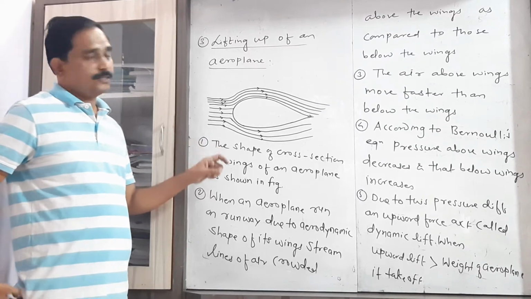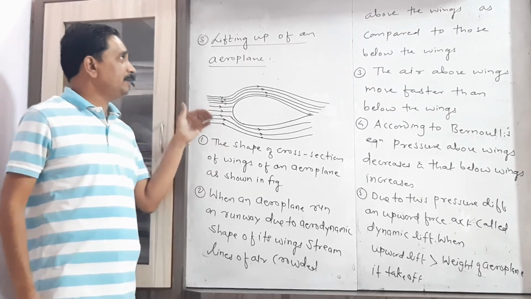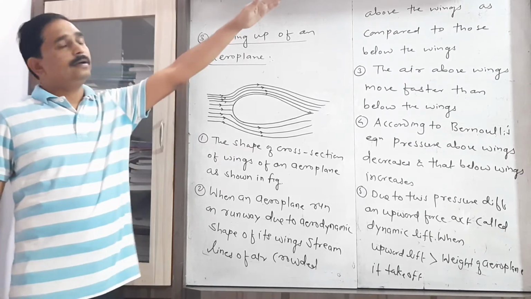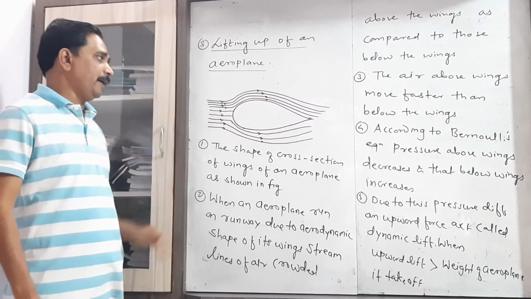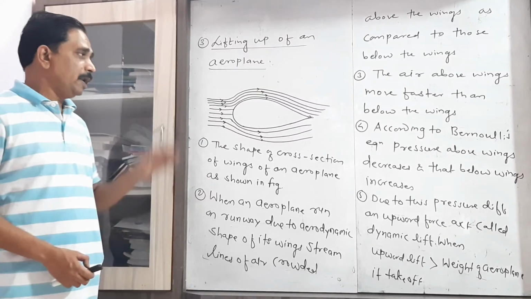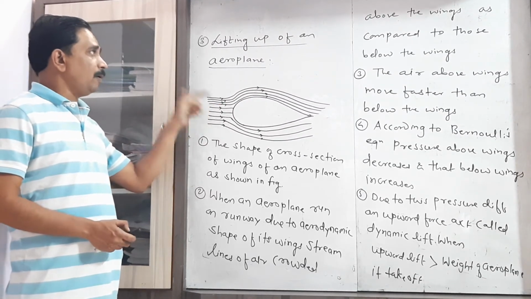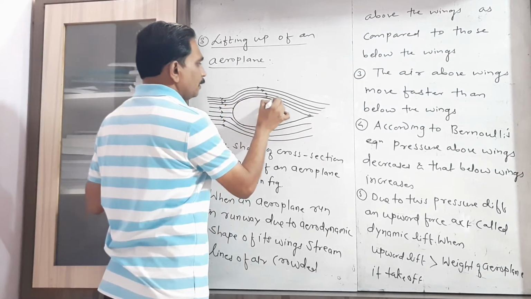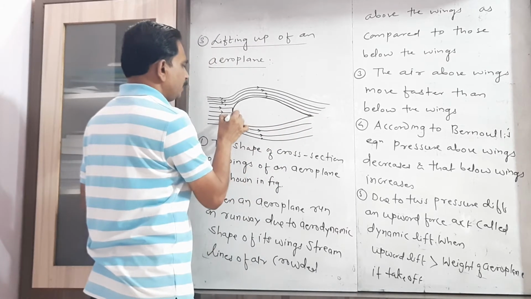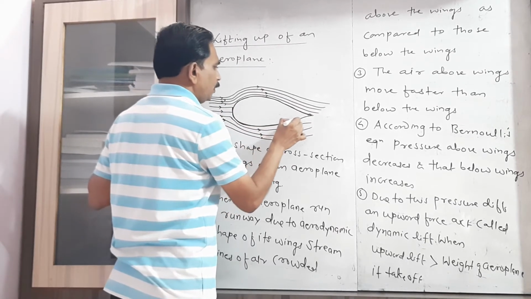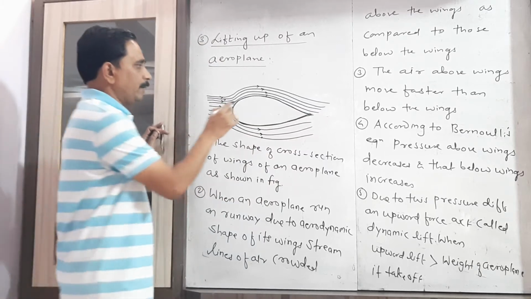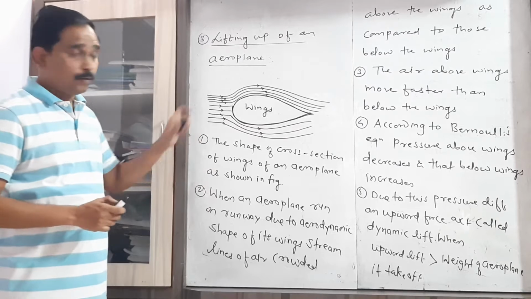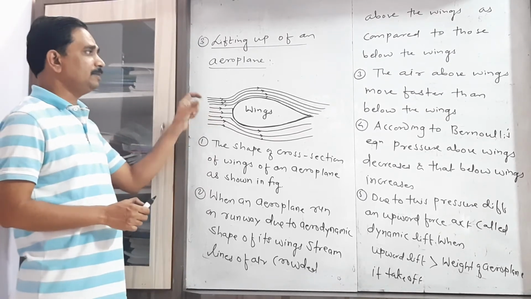Now the third application of Bernoulli's equation, that is lifting of an aeroplane. How does the aeroplane take off in the air, what is the particular cause? Now let us consider the shape of the wings of the aeroplane. Now here this one is the shape of the wings of an aeroplane. Now it is aerodynamic. The shape of the wings is aerodynamic.